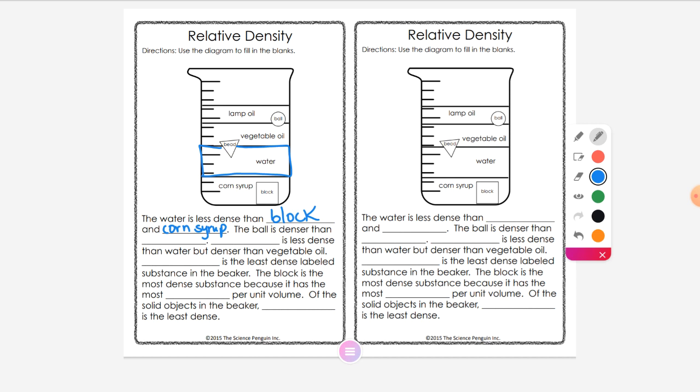The ball is denser than blank. If it's denser than something, it should be sinking down below it. Elise? Vegetable oil. Hold on, the ball is floating on top of the vegetable oil, so the ball is less dense than vegetable oil because it's floating on the top of the vegetable oil. But it's denser, which means more or less. If it's denser, does that mean more dense or less dense, Addie? More dense. So what is it sinking down below? The lamp oil. So this one right here should be lamp oil.